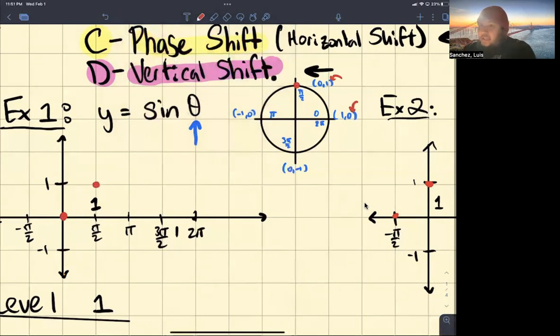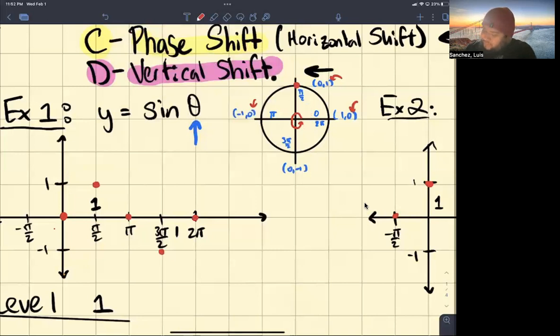You're gonna plug in the pi. Sine of pi is 0. So you're gonna plot a point here. You're gonna plug in 3 pi over 2. You're gonna get negative 1. And this is 2 pi. And you're gonna notice that completes a full cycle. And then to go to 5 pi over 2, you're gonna end up back here, and it's gonna repeat itself over and over and over.